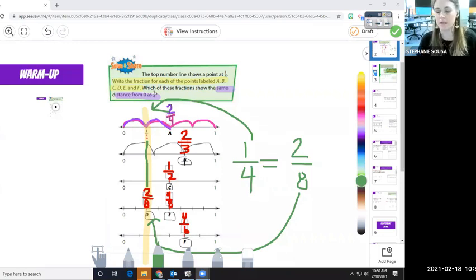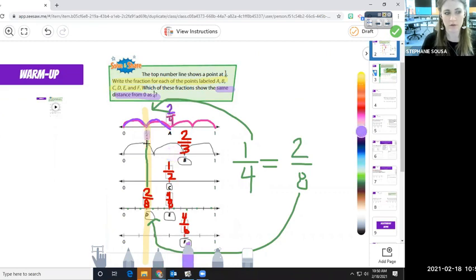Here are the correct answers that your group should have found. B is at 2/3. 1, 2 spaces, 3 spaces on the whole number line. C is at 1/2. There are 2 hops on the whole number line. D, there are 8 hops on the whole number line. 1, 2, 3, 4, 5, 6, 7, 8. D is at 2 eighths, 2 of them. E is at 4/8, 4 of the hops. F is at 4/6.